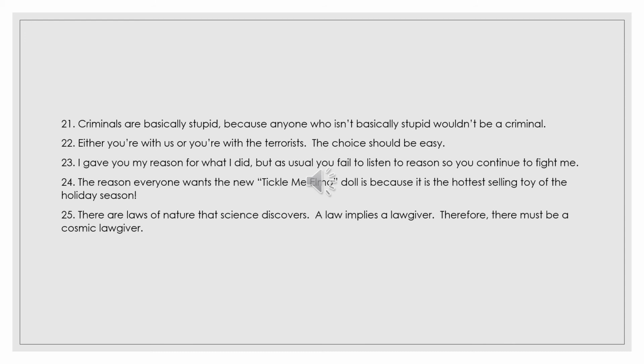22 is an example of a false dichotomy. Either you're with us or you're with the terrorists. The choice should be easy. In other words, you should decide to be with us because otherwise you'll be branded a terrorist. Well, clearly there's more opportunities, more possibilities of choice than just those two options. So that's a false dichotomy.